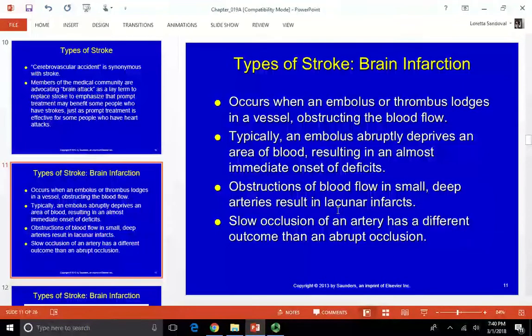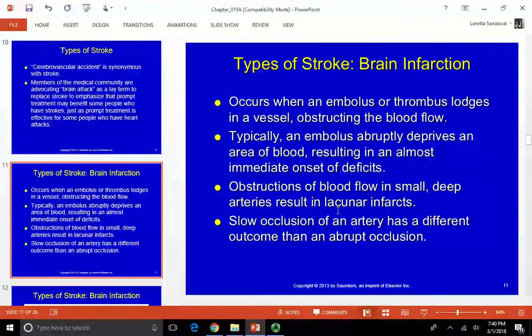Typically, an embolus abruptly deprives an area of blood, resulting in an almost immediate onset of deficits. So if, say, you're playing gin rummy with someone who has a stroke, you will notice immediately a change in them. They won't be able to talk, or their speech will be slurred. One side of their face might be droopy. They won't be able to hold up their cards with one side. So it's immediate. One second they're fine, and the next second they have deficits.